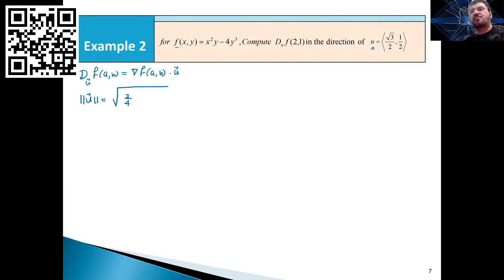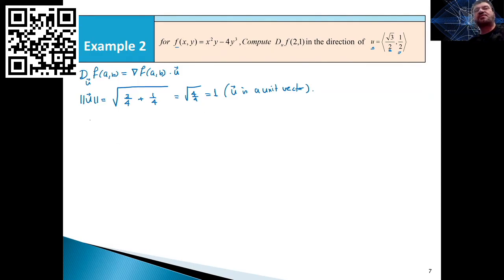The first thing you have to check is, what is the magnitude of your vector u? You know what a magnitude is? It's the square root of the square of the first component, which is 3/4, plus the square of the second component. The square of 1/2 is 1/4. If you add those, what do you get? 4/4, which is equal to 1. So what do we conclude here? We conclude that u is actually a unit vector. You must investigate this one first.